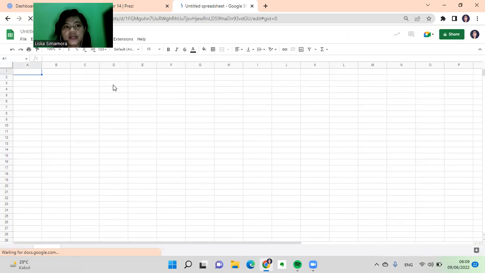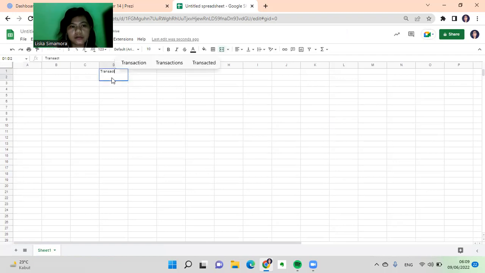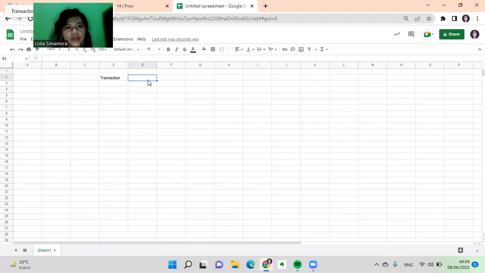So for example, for the balance sheet, previously we put here transaction, and we put here debit. Remember that the debit balance is where we put all the assets, and we put credit for the liabilities and net worth. I want to show you how to make the balance sheet.